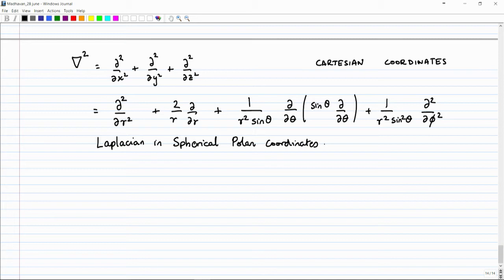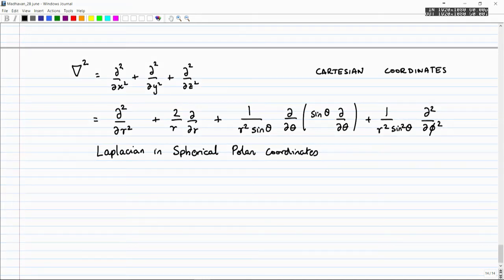So if you had the Laplacian of f, then you will have f in all these places. So the derivative will be of f. So here you will have one derivative, and then you have to take the derivative of this whole thing, sin θ df/dθ. Here you will take a second derivative with respect to f. Now this is a very useful expression that you will see quite often.